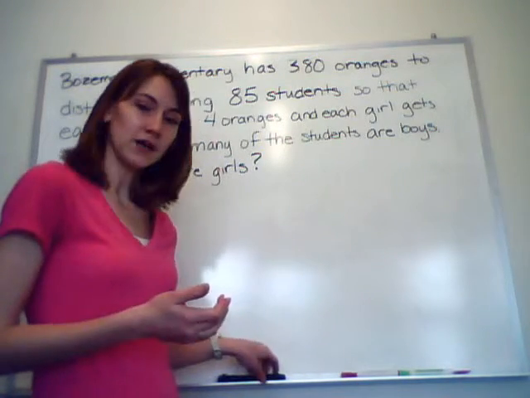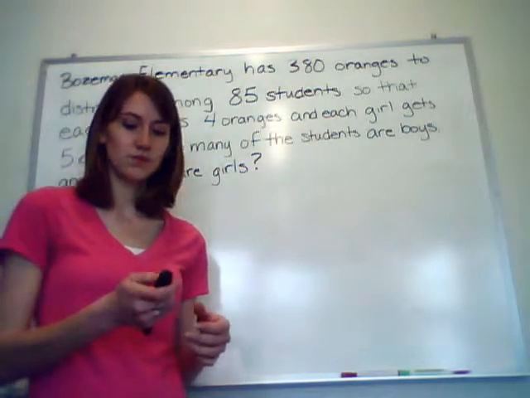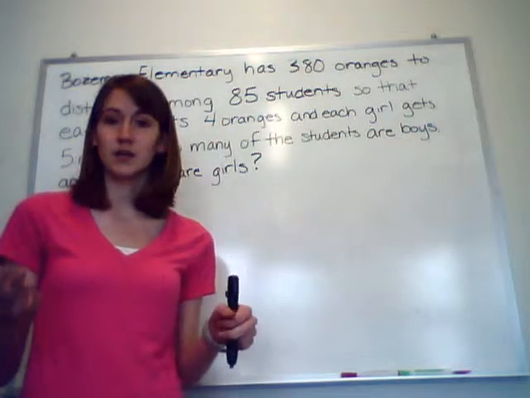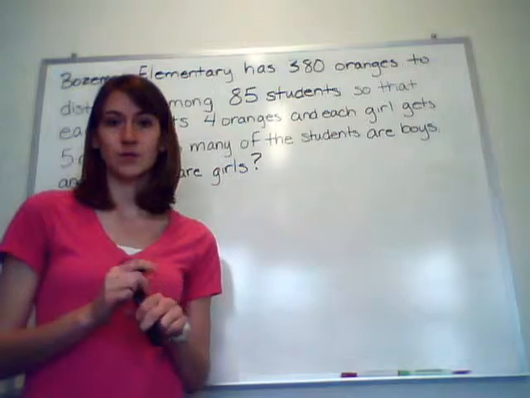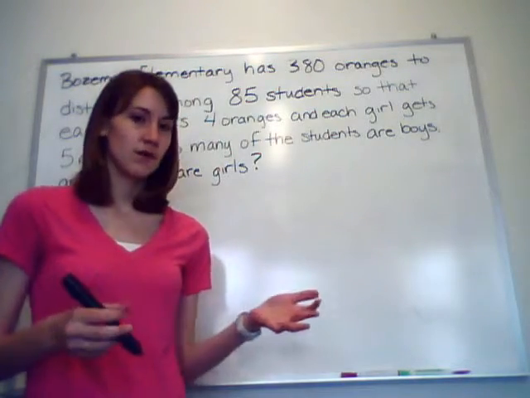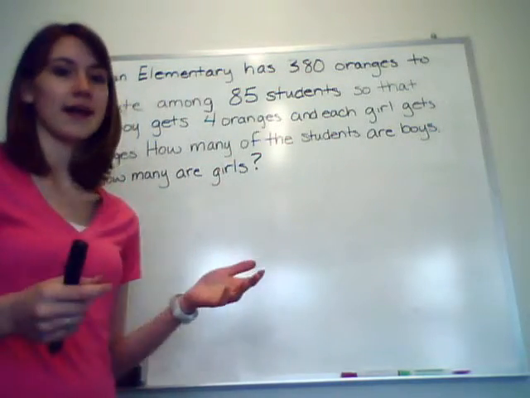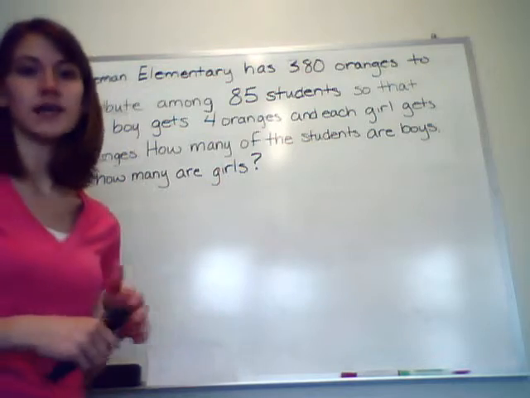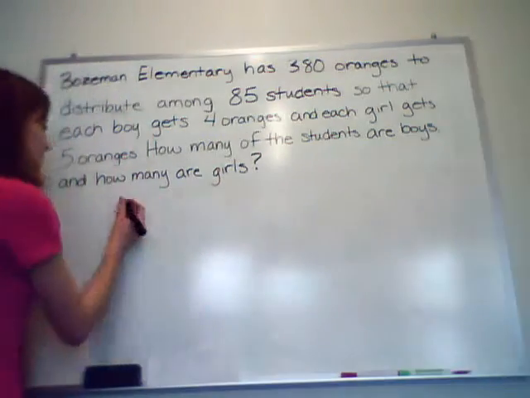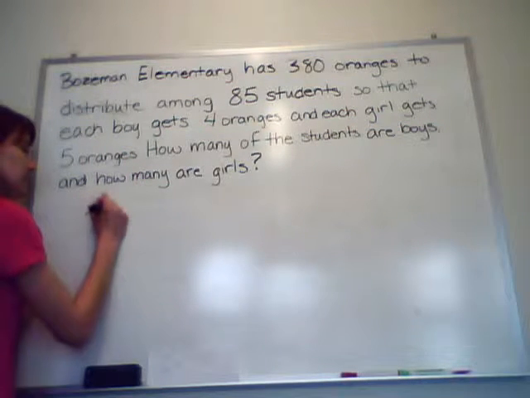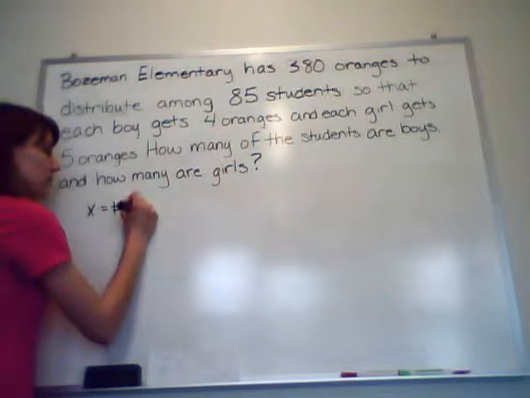So we want to start out by trying to create a variable that's going to represent either our boys or our girls, since we're only going to be using one. So let's go ahead and represent the girls using an X. And we're going to mark these off to the side so that we can remember what we've used and what they stand for. So X equals the number of girls that we will have.